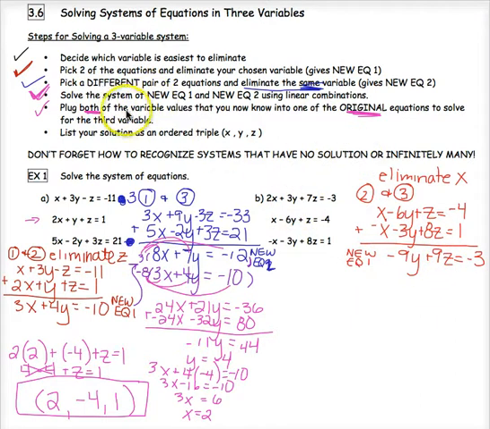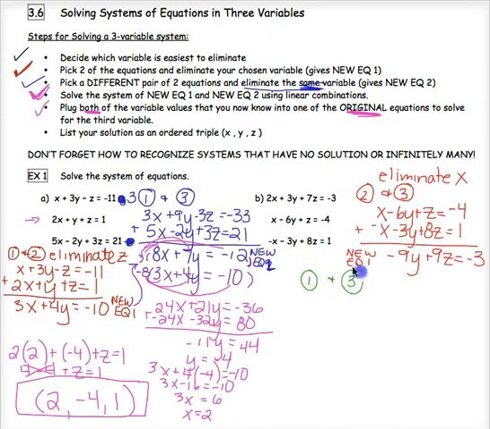Alright, so next, I eliminated one variable with one pair. Now I need to pick a different pair and eliminate the same variable. So I'm still eliminating x, but I can't pick 2 and 3. I need to pick something different. Here I'm going to pick 1 and 3, again, because this one's already negative, so I can multiply by a positive. So I'm going to pick 1 and 3.